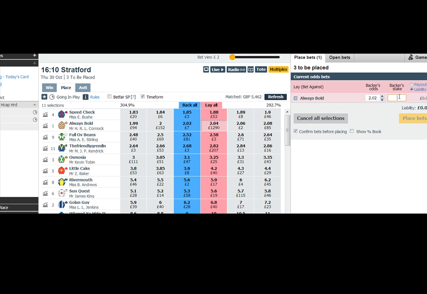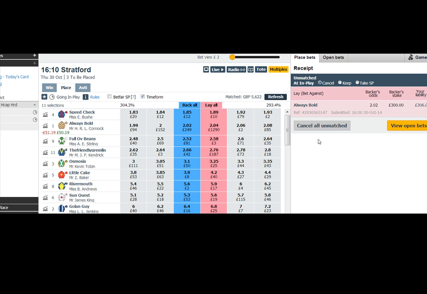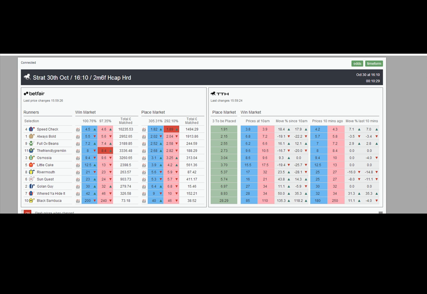So we've got the price here being higher on the place market. So what we're going to do is lay it at 2.02 for £300, because we've currently got 2.15, 2.14. So we're just going to keep an eye on that.